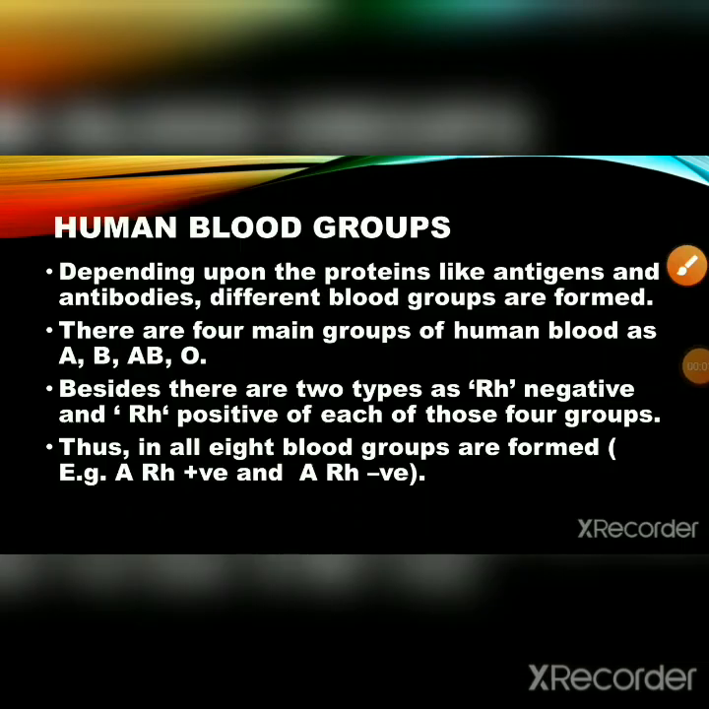Human blood groups. Depending upon the proteins like antigens and antibodies, different blood groups are formed, and there are 4 main groups of human blood as A, B, AB and O. Besides, there are 2 types, Rh negative and Rh positive, of each of these 4 groups. Thus, in all 8 blood groups are formed. For example, A Rh positive and A Rh negative.